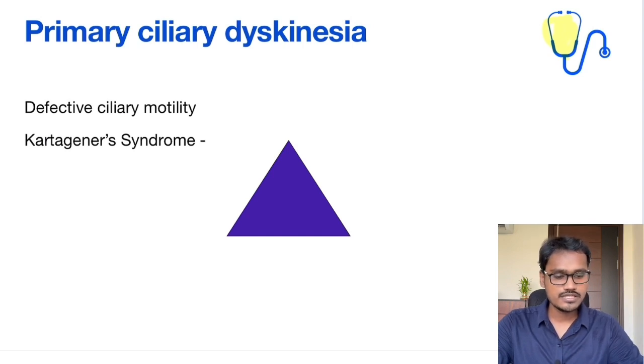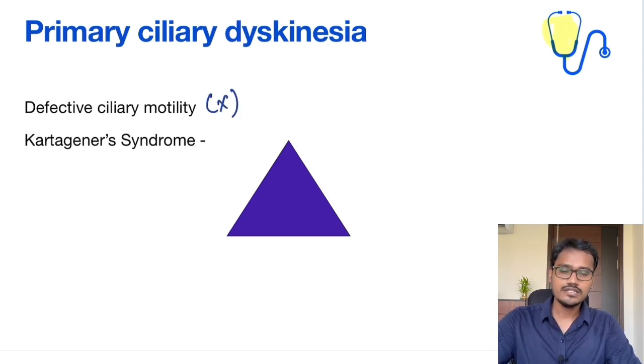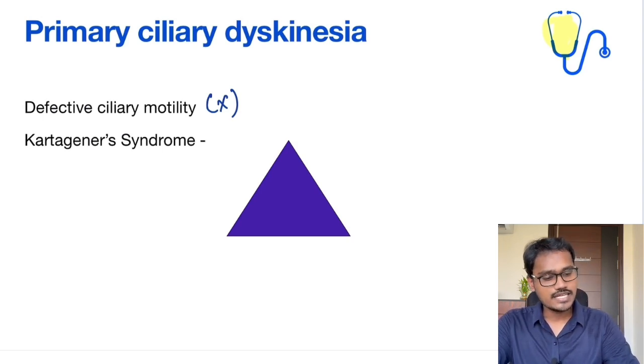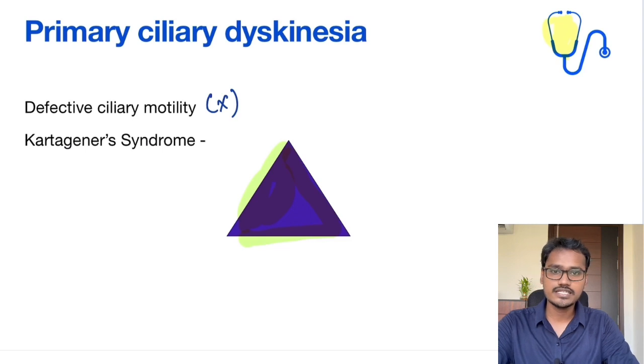What happens in this is the ciliary motility, meaning the cilia which has to send the secretions out of the respiratory tract, is affected. So the mucociliary clearance of the person will be very much defective. There is a clinical syndrome associated with primary ciliary dyskinesia, and it has a classical triad, as we can see as a triangle over here. What are the three arms of the classical triad?